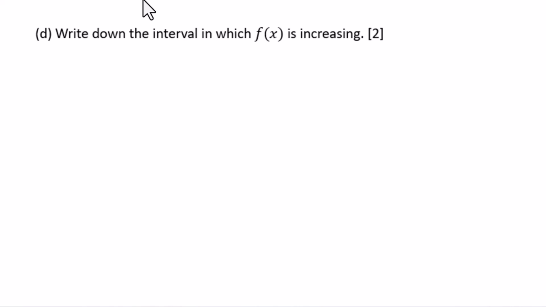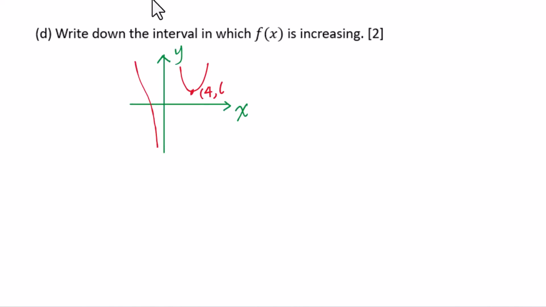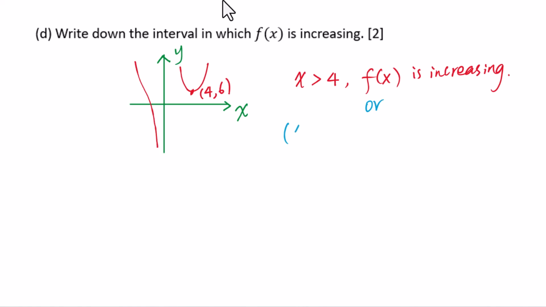Let's sketch the graph first. Label. This is 4, 6. So when x greater than 4, f of x is increasing. You can write down this answer by interval notation, which is 4 to positive infinity. F of x is increasing.